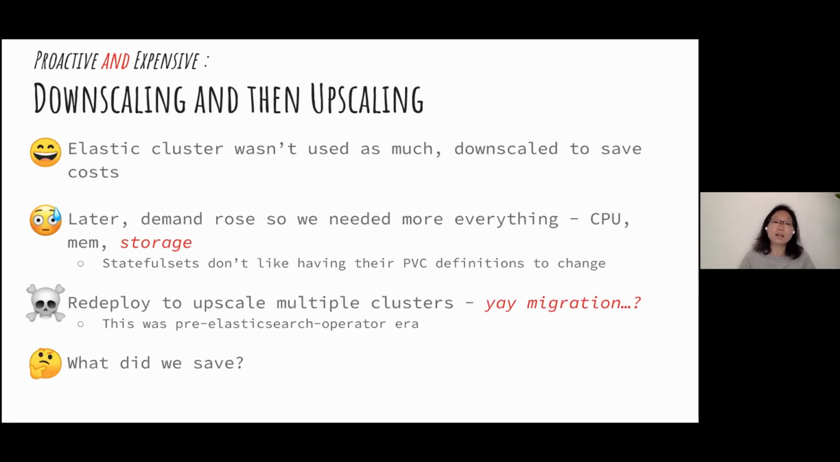Because we had to change the PVC definition, we had to redeploy everything and do a whole shard migration manually, for all of our clusters. It was a huge migration just to downscale. But we figured it was going to be worth it, because we were going to save 10 to 20 different nodes per cluster, for every cluster we've got, and we went down from a terabyte to 100 gigs. So this is going to be huge.